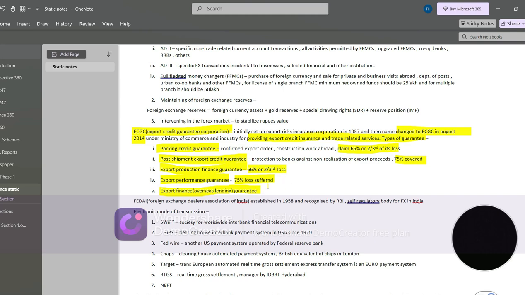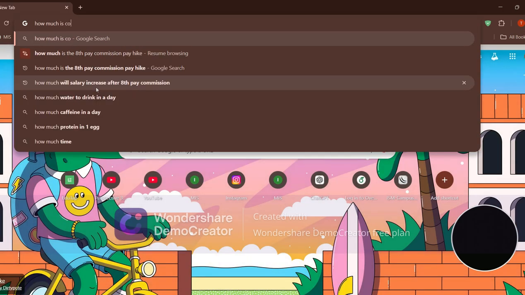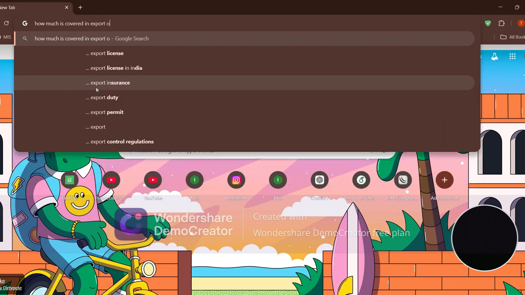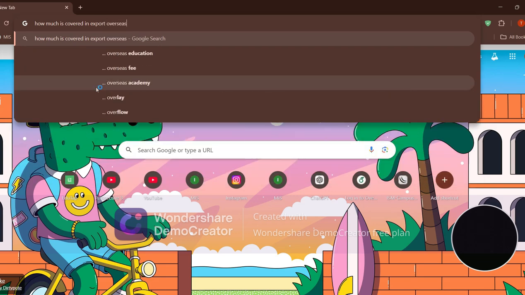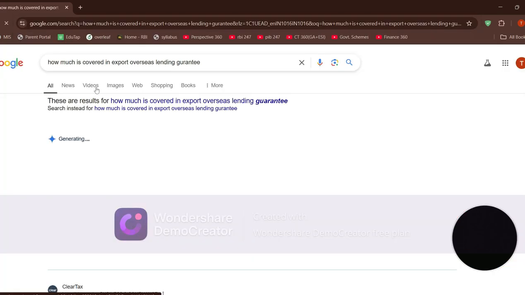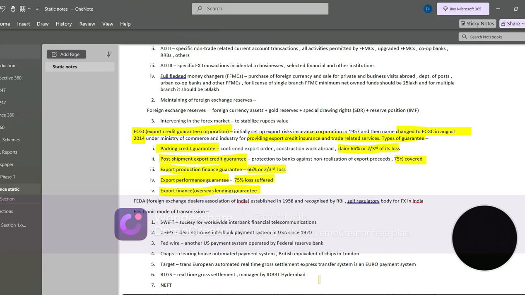I think 66%. Let me just check how much is covered in export finance overseas lending guarantee. Yeah, around 90% of the loan is covered. This is actually a lot.